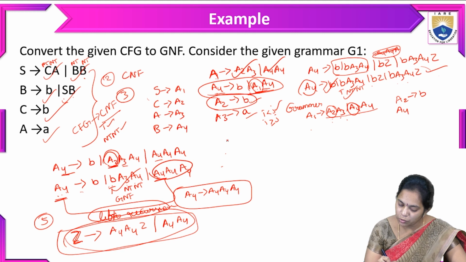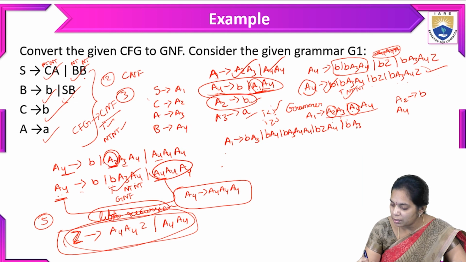So here we will substitute A1 tends to A2. So A2 tends to B, which is followed by the terminal. So we will write, and for A4 we will substitute this entire production rule in this equation. So here B, A4 and B, A3, A4, A4 and B, Z, A4 and B, A3, A4, Z, A4.